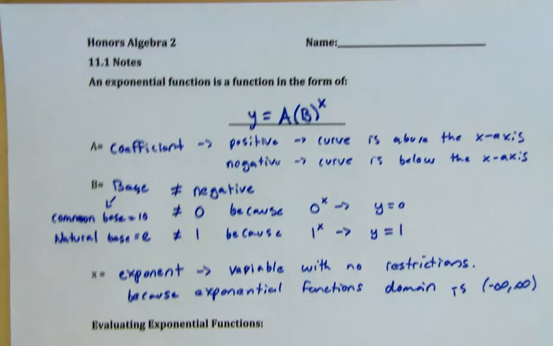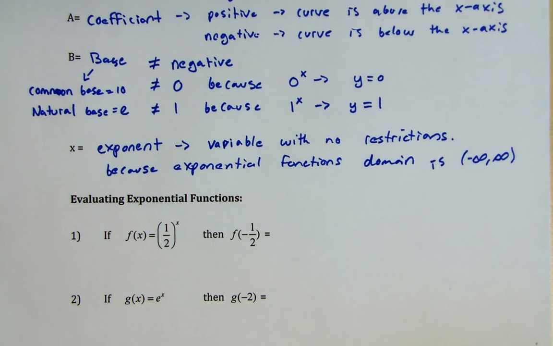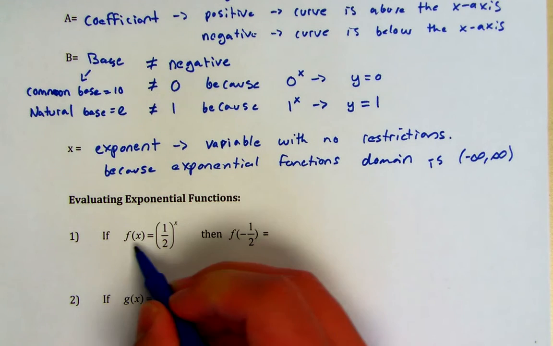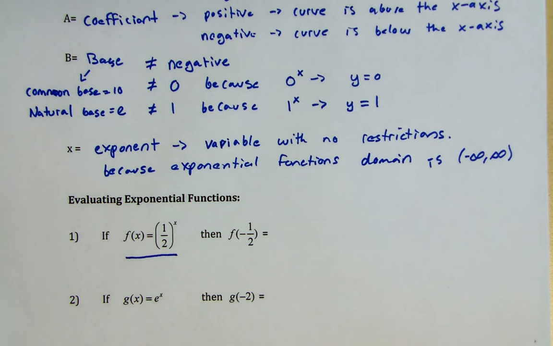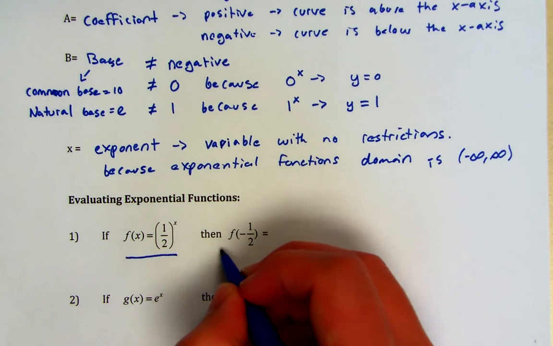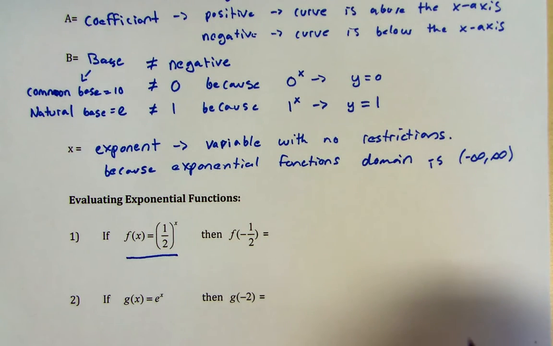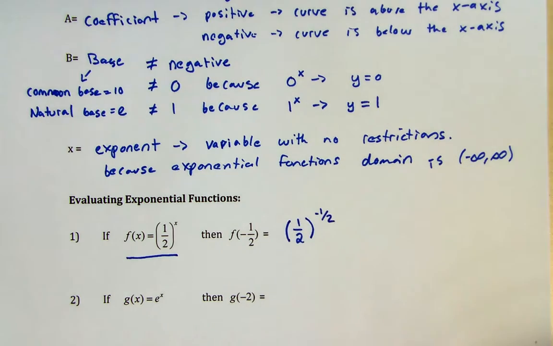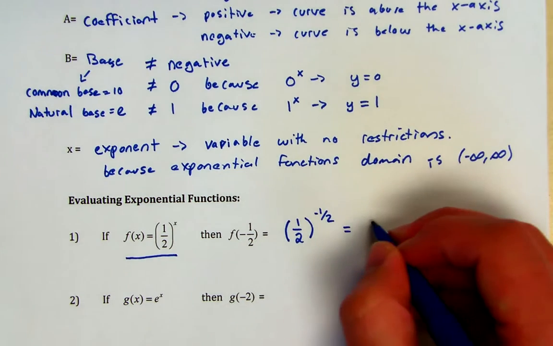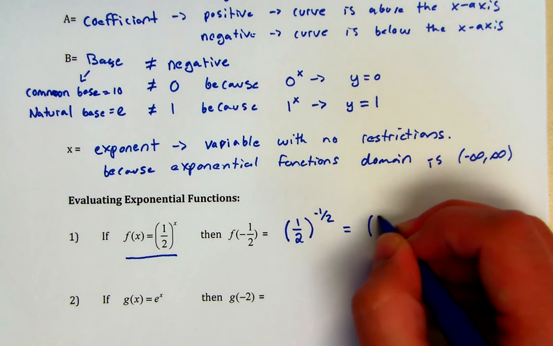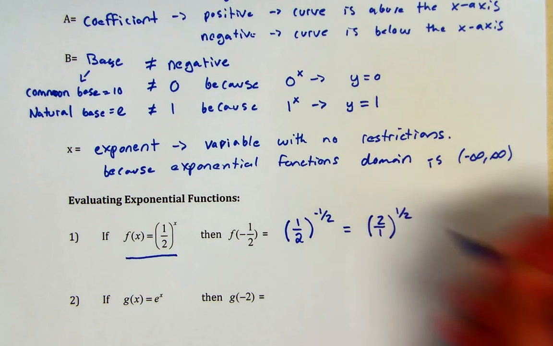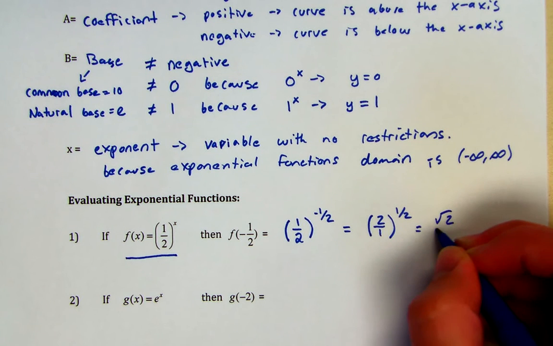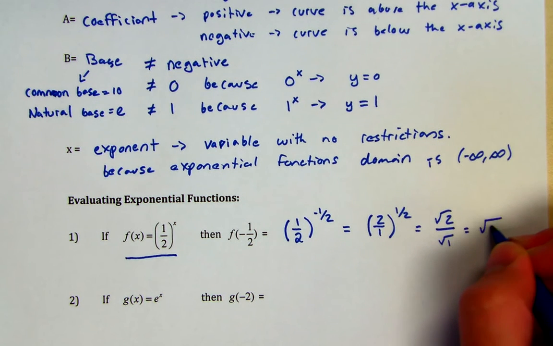Now let's talk about evaluating exponential functions. Exponential functions are just like any other function. We evaluate given some value. So we're given the function f of x equals 1/2 raised to the power of x. And we want to calculate what f of negative 1/2 is. So we're going to take 1/2, we'll raise it to the negative 1/2 power. Anytime we raise to the negative, we should take the reciprocal of anything that's being raised to the power. So 2 over 1 raised to the positive 1/2. Now remember, 1/2 means that I'm taking the square root. So I have the square root of 2 over the square root of 1, or simply the square root of 2.